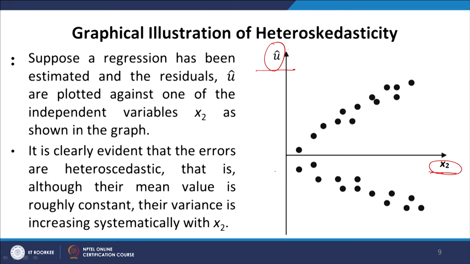Suppose this is the mean. If this is 0, then you can understand that the positive and negative values roughly cancel out with each other, as a result of which the mean of the residual term u hat equals 0. So, if this is the mean of u hat, the deviation of u hat from its mean value is systematically increasing as the value of x 2 increases. So, this is a very clear-cut pattern of the presence of heteroscedasticity.